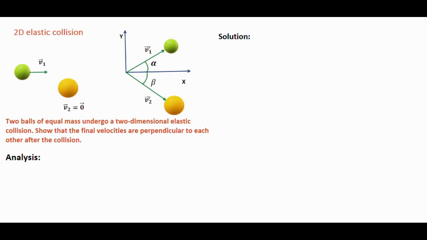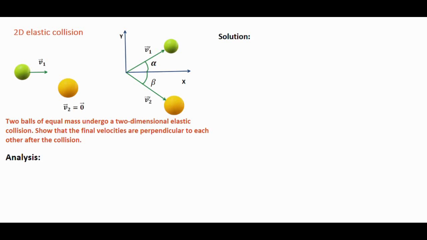Two balls of equal mass undergo a two-dimensional elastic collision. We need to prove that the final velocities are perpendicular to each other. That means the directional motions of the two balls after collision are perpendicular to each other. Or in other words, the two angles, alpha and beta, their sum should be 90 degrees.